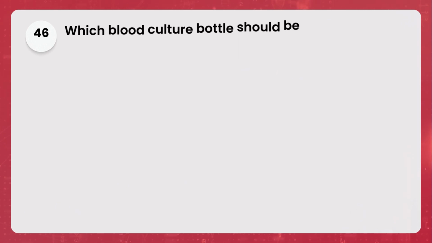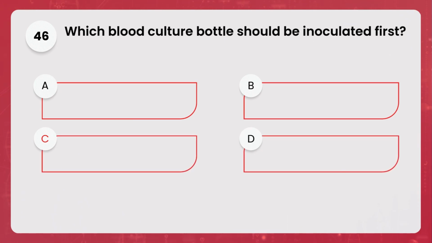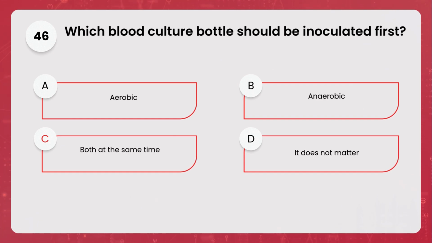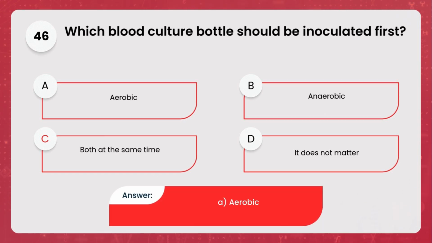Number 46. Which blood culture bottle should be inoculated first? A, aerobic, B, anaerobic, C, both at the same time, or D, does not matter? The answer is A, aerobic.